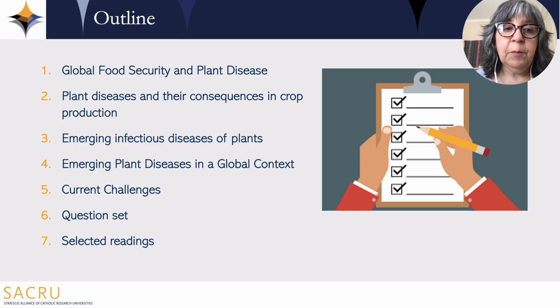The outline for today: we are going to address first how plant diseases and food security are related. Then we are going to address the consequences of plant diseases in crop production. Then we will go to the new concept, which is emerging infectious diseases of plants. Then we will follow with some examples of global plant diseases. Also, we will address the challenges in this topic. And I have prepared a question set on the last slide that you can use to prepare with some selected readings.